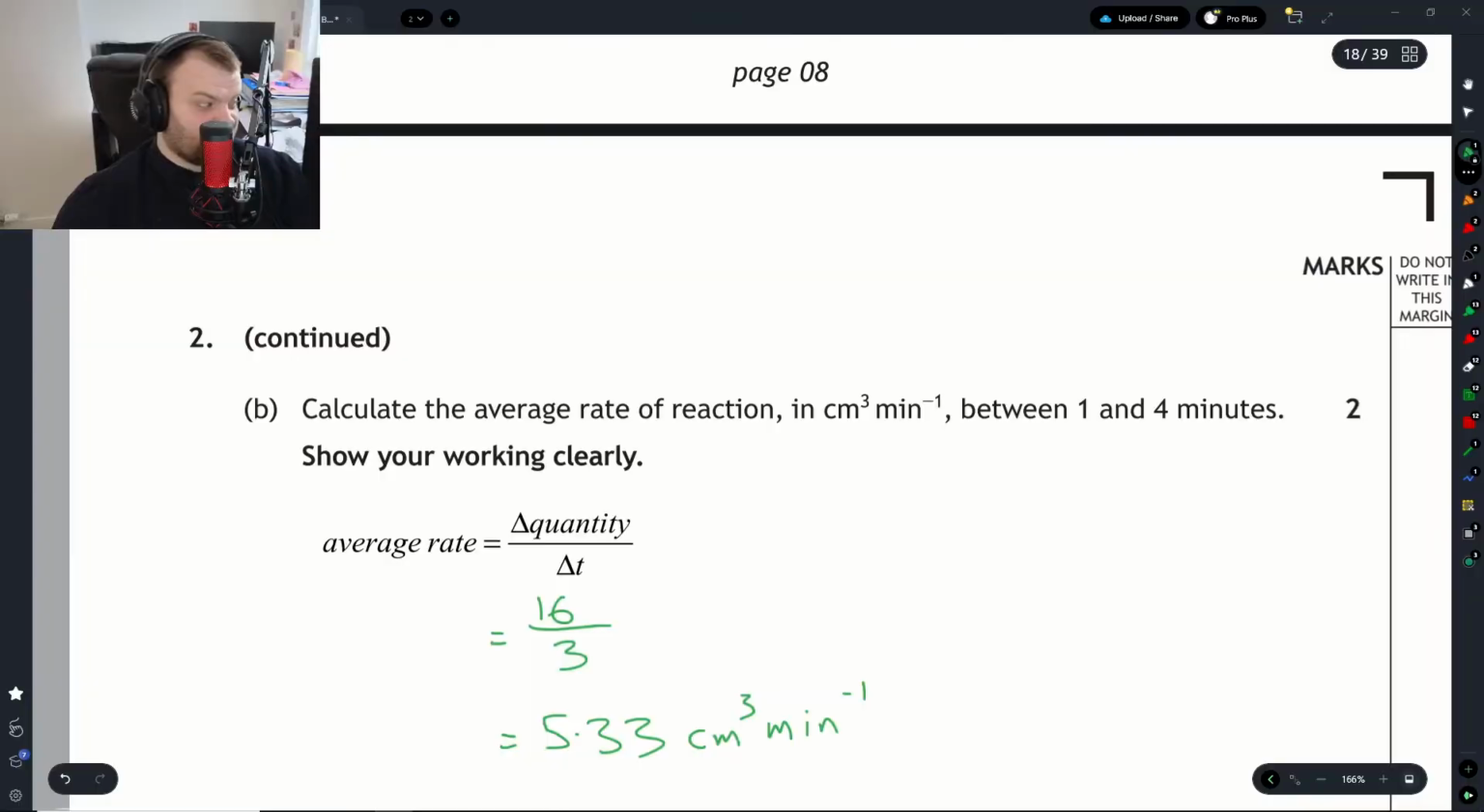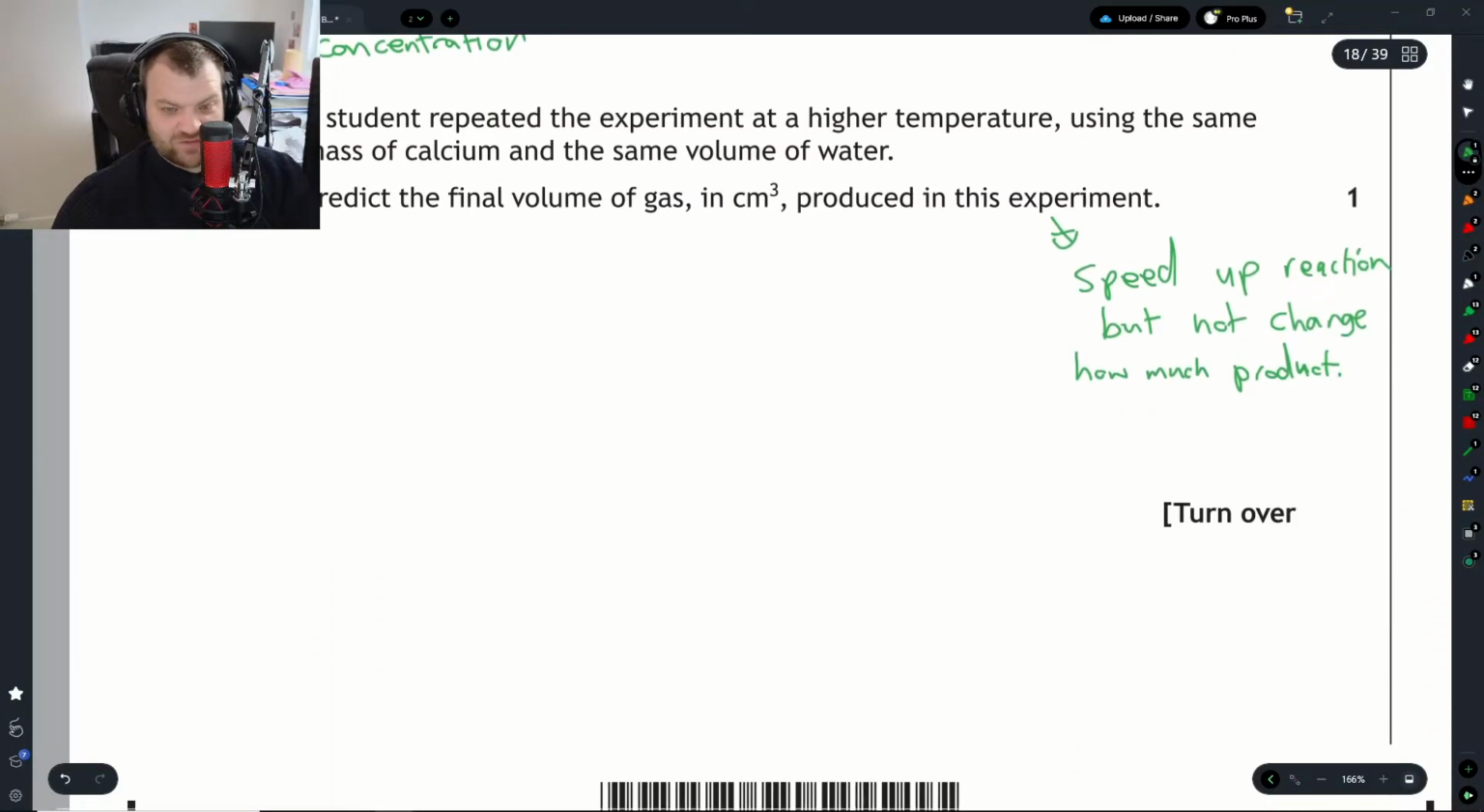The final mass in this one was 48, so it'll be the same value. It'll still be 48 centimeters cubed. And in this one, I asked you about the time it takes to get to 48. It would be a shorter time, if that was the question.